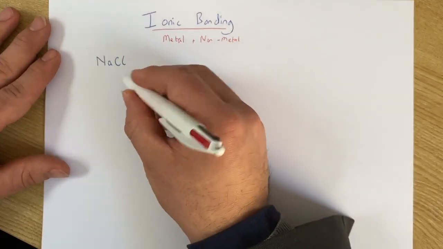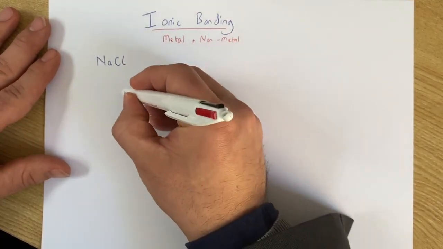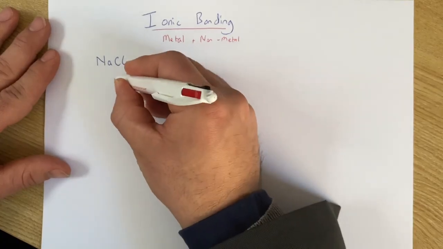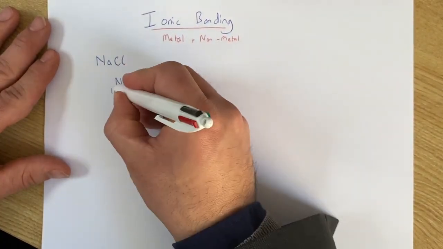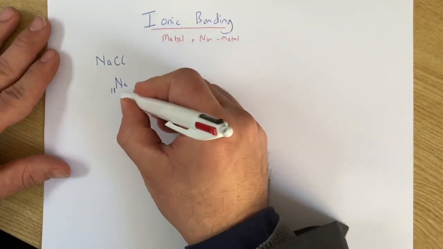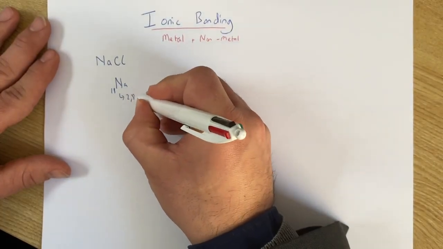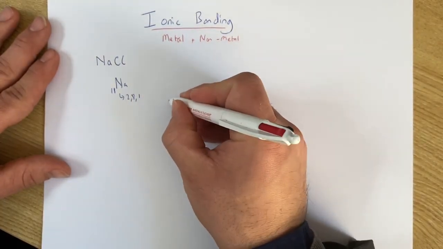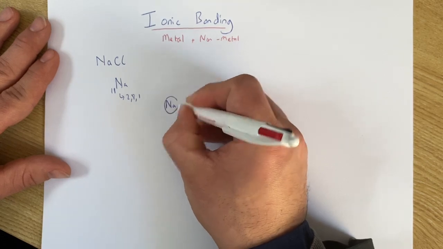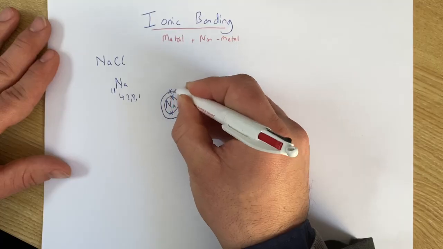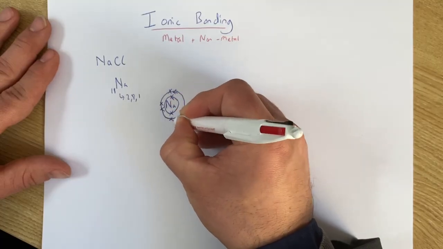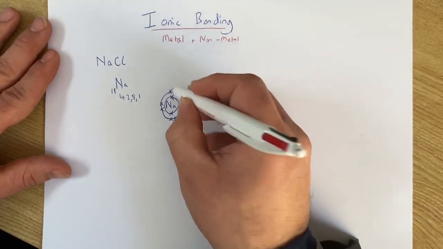Well, when we look at any metal, if I was to draw the electron configuration for sodium, on the periodic table, sodium has an atomic number of 11, so that means it has 11 electrons. Its electron configuration is therefore 2, 8, 1. If you were to draw that in full, you would have Na and the 2 electrons, then your 8 electrons, and then your 1 electron in the outer shell.